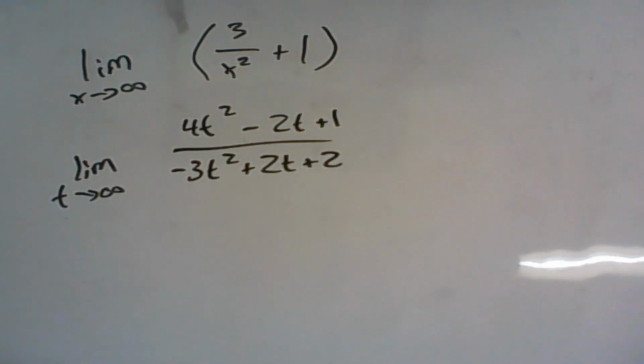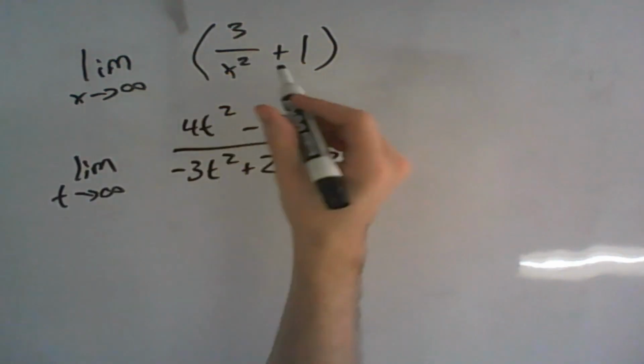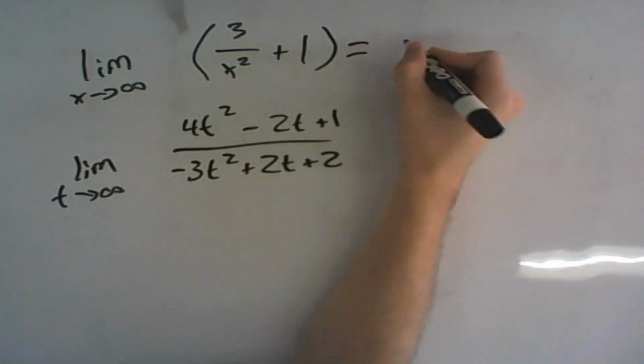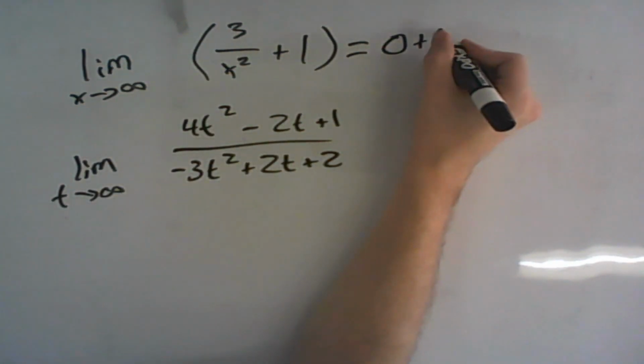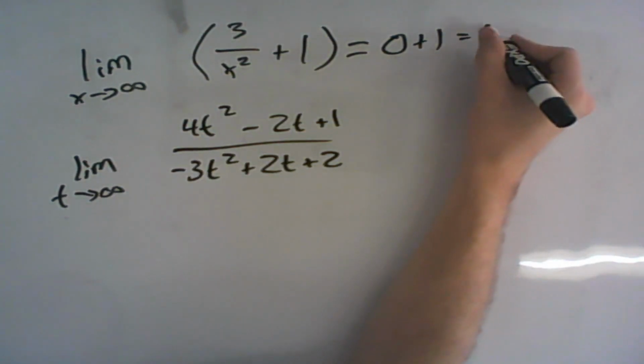Okay, so if you're doing the first one, and you look at the first one, you have 3 divided by x squared, which is going to end up tending towards 0, right? Because any number divided by infinity is going to end up as 0, and this 1 is going to stay the same. So it's going to end up 0 plus 1, which just equals 1.